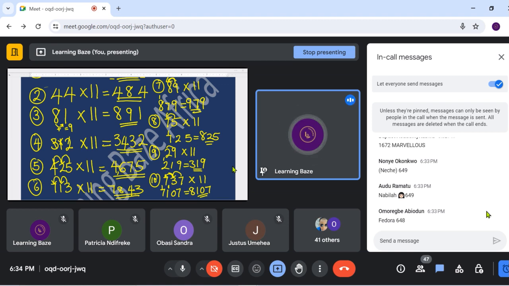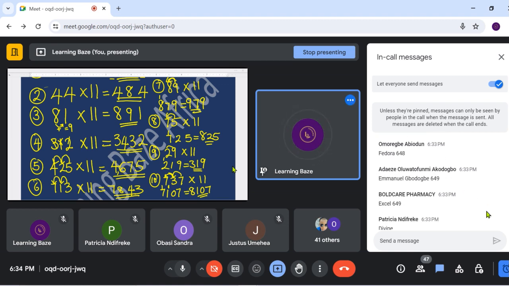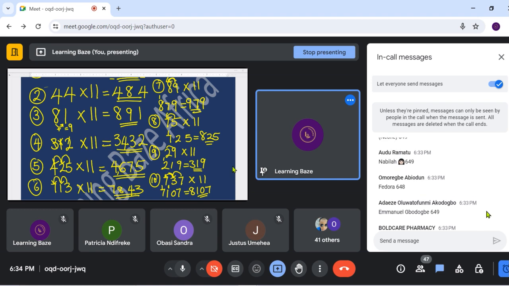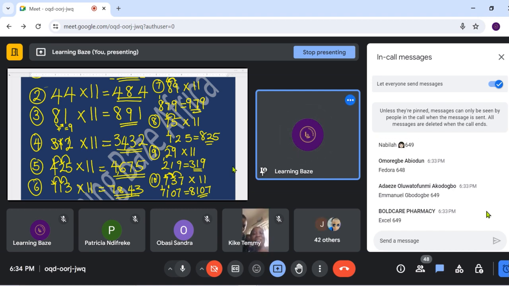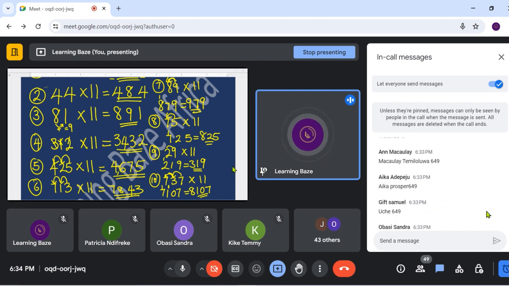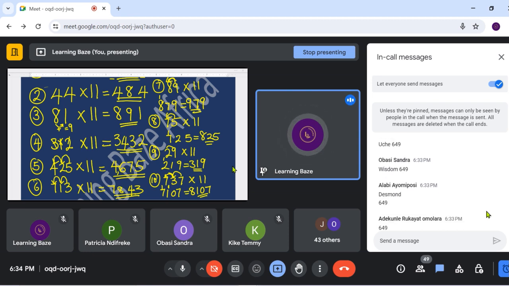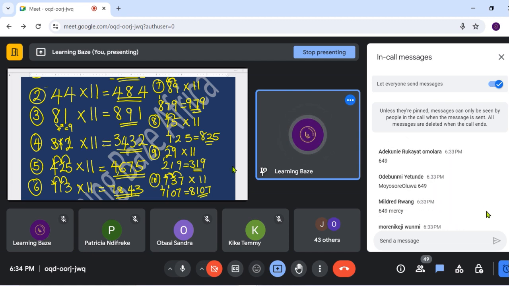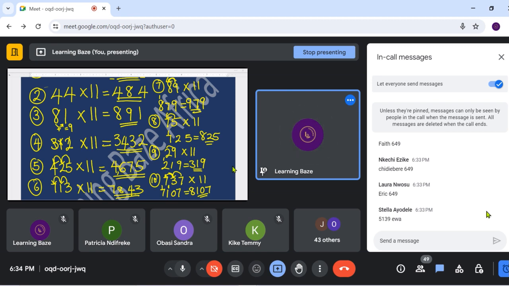Neche, correct. Nebila, correct. Fedora, correct. Fedora, what happened? You made a mistake. Emmanuel, correct. Excel, correct. Divine, correct. Uche, you made a mistake. Osasui, correct. Muslim, correct. Victoria, correct. Macaulay, correct. Prosper, correct. Uche, correct. Wisdom, correct. Desmond, correct. Adekunle Rukayat, correct. Moyosore Oluwa, correct. Mercy, Victor Iloba, correct. Faith, correct. Chidiebere, correct. Eric, correct.